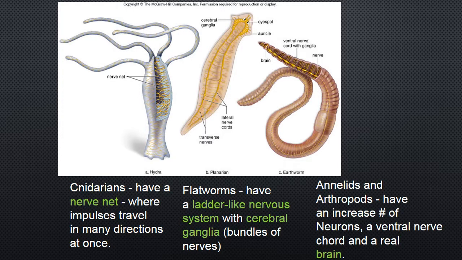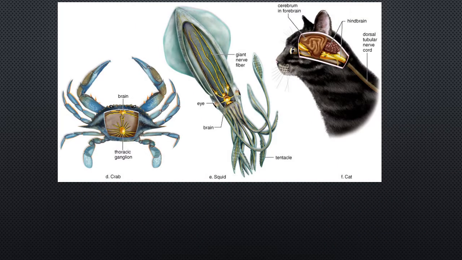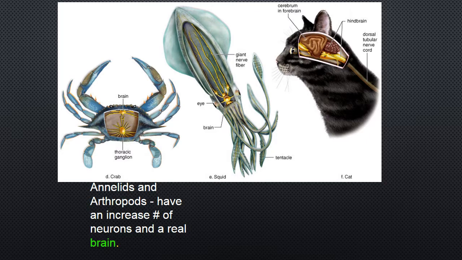And then our annelids, as well as our arthropods, have a larger number of neurons, and they have a ventral nerve cord and a real brain. So left to right, we're starting to get more complex nervous systems, going from Cnidaria to flatworm to annelids. Continuing with our annelids and arthropods, we have an increased number of neurons and a real brain. So those crabs do have a real brain.